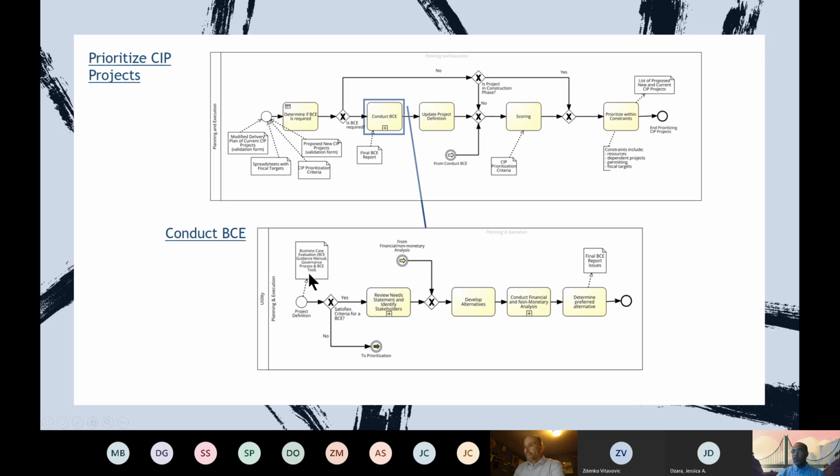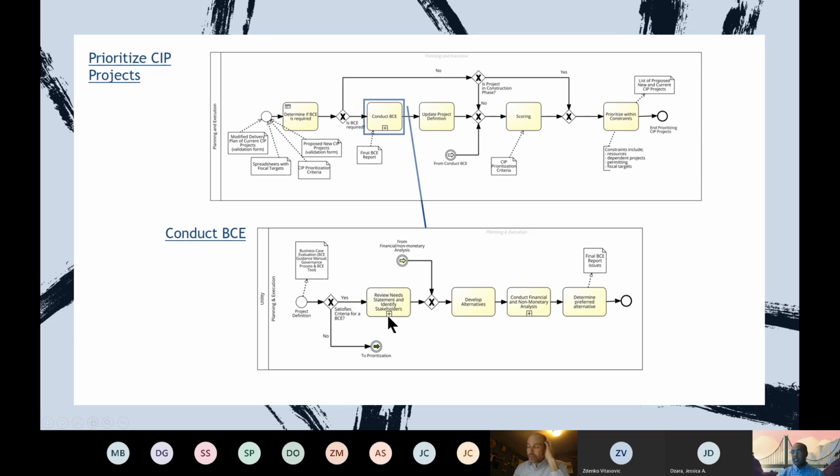One of the inputs is the project definition, the business case evaluation guidance manual, governance process, and the BCE tool. So there is a criteria. If it satisfies the criteria, then we go to review of needs statement and identify stakeholders. This by itself is also a sub-process. Then develop alternatives, conduct financial and non-financial analysis, and finally determine preferred alternative. So this is the sub-process for the BCE.